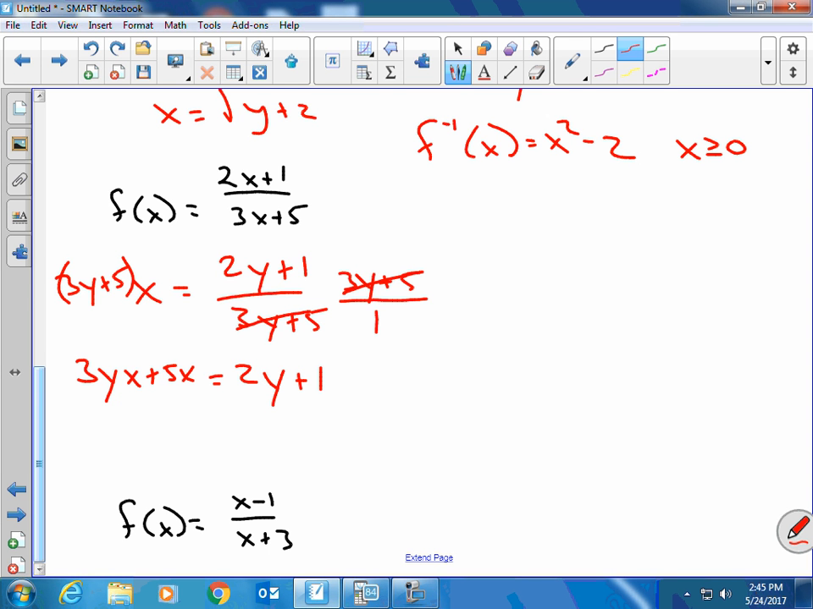Next step. I need to put all the y's together on the same side. So we have a choice. We can put them all on the left, or we can put them all on the right. Either one is totally correct. So I'll put them on the left. Why? I don't know. Just feel like it.